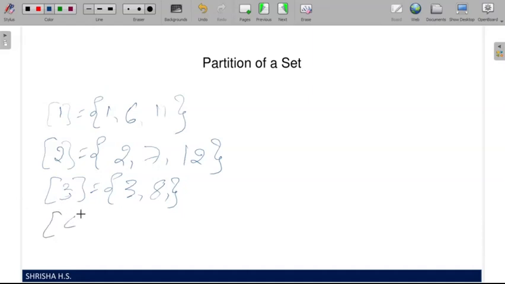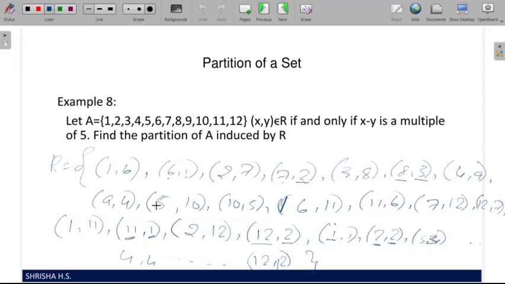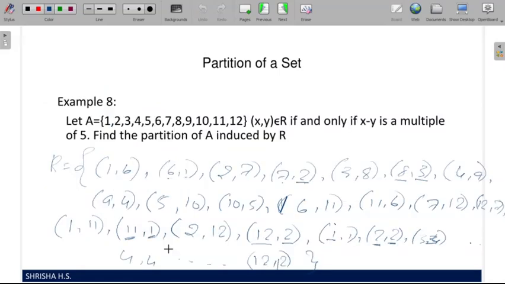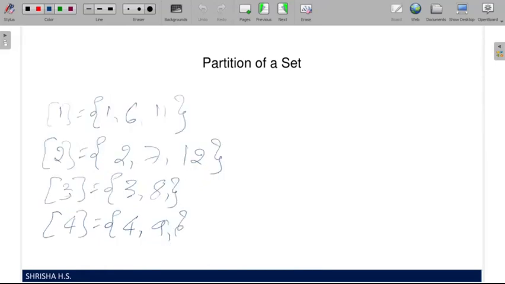Similarly, let's go for 4. 4 comma 4, reflexive relation is there, so 4 we can write. Second place is 4, next is 9. That's it. Okay, so 4 and 14 are not there, so that's not in the relation.